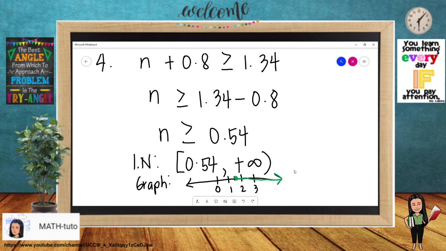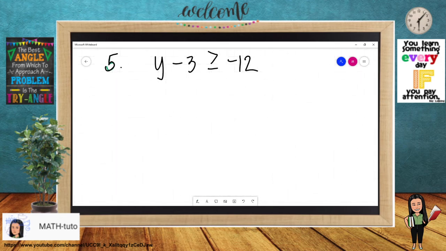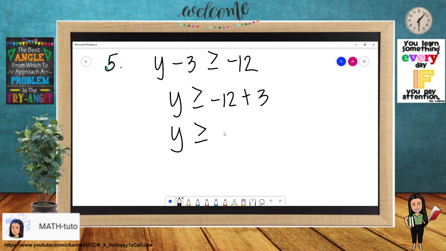Okay? Okay, let's have one last example. Now, example number 5. y minus 3 is greater than or equal to negative 12. Yan. Anong gagawin natin? We will add 3 to both sides of our inequality. So, this is y greater than or equal to negative 12 plus 3. This is y and then greater than or equal to negative 9.